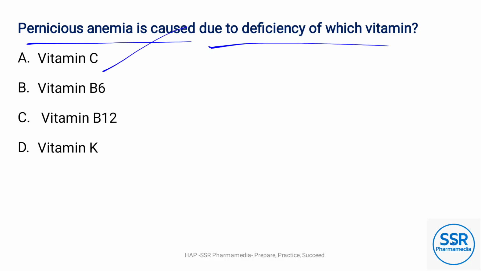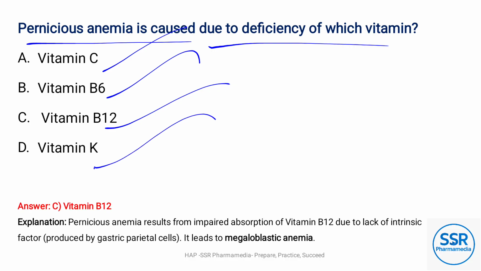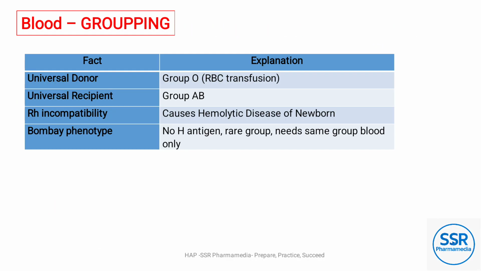Next, pernicious anemia is caused due to deficiency of which vitamin? Option A, vitamin C. Option B, vitamin B6. Option C, vitamin B12. Option D, vitamin K. So the answer is option C, vitamin B12. Pernicious anemia results from impaired absorption of vitamin B12 due to lack of intrinsic factor produced by gastric parietal cells. It leads to megaloblastic anemia.